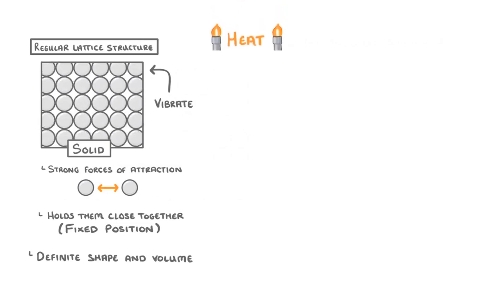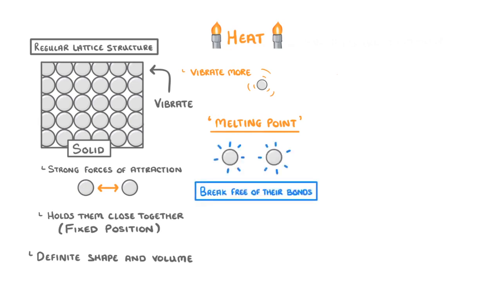Now, if we heat up a solid, its particles gain more energy and start to vibrate even more, which weakens the forces between them. And at a certain temperature, which we call the melting point, the particles will have enough energy to break free of their bonds, and so the solid melts into a liquid.